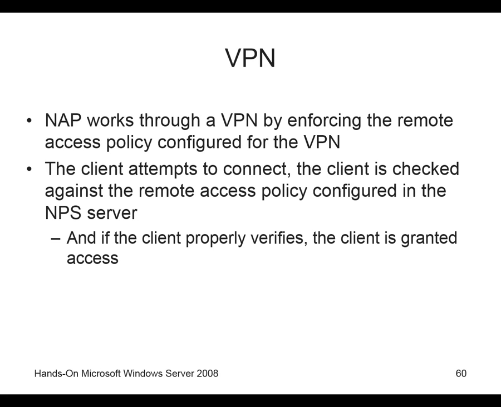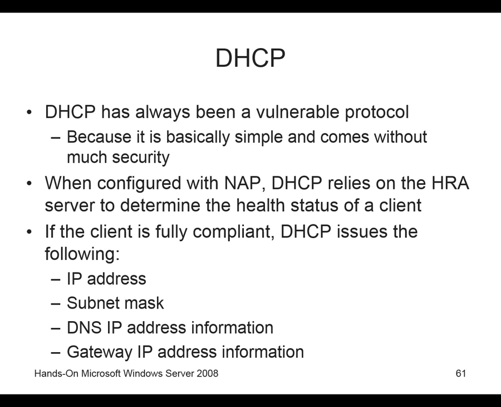VPN, NAP works through a VPN by enforcing the remote access policy by giving you the NAT addresses so you're not a live address. Your external outside the tunnel is live, but inside the tunnel you have a private IP address. So when you go to ipconfig, what are you going to see? You're going to see the external, but on the server, you'll be an internal. If you right-click the VPN connection, then you'll see your internal. Does that make sense?